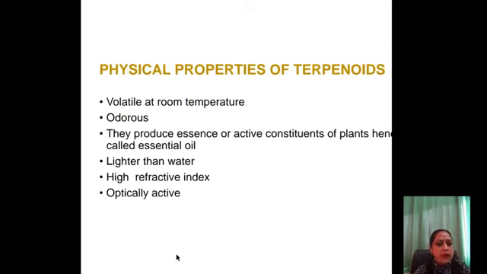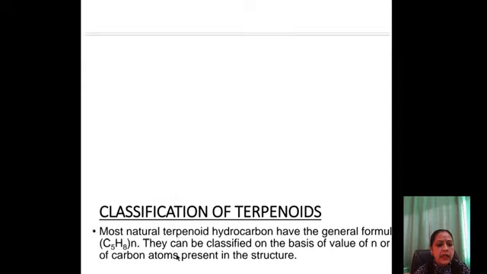And what are the physical properties of terpenoids? They are volatile at room temperature, they produce essence, the active function of plants, called essential oils, they are lighter than water, and they are optically active compounds.